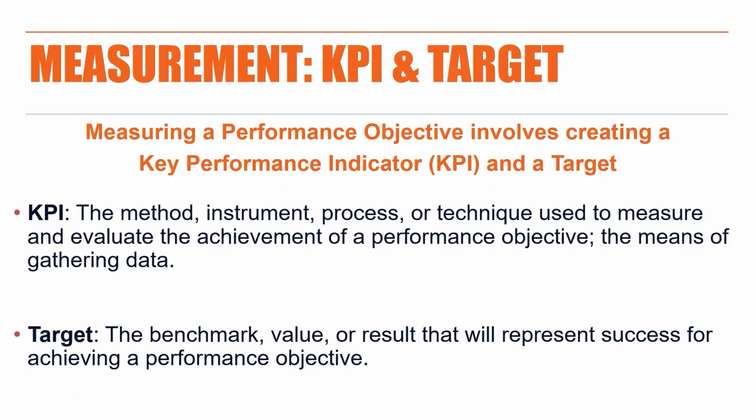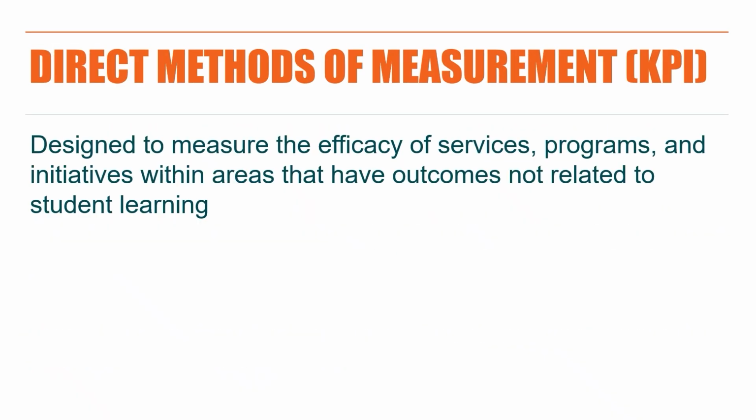The KPI is the method used to collect data, such as institutional records, surveys, or tracking systems. The target represents the benchmark for success, the specific value or level of performance that indicates the performance objective has been achieved. Together, these elements provide a clear and structured way to measure and evaluate an outcome. Now that we've defined KPI and target, let's take a closer look at the different types of methods used to collect this data, starting with direct methods of measurement.